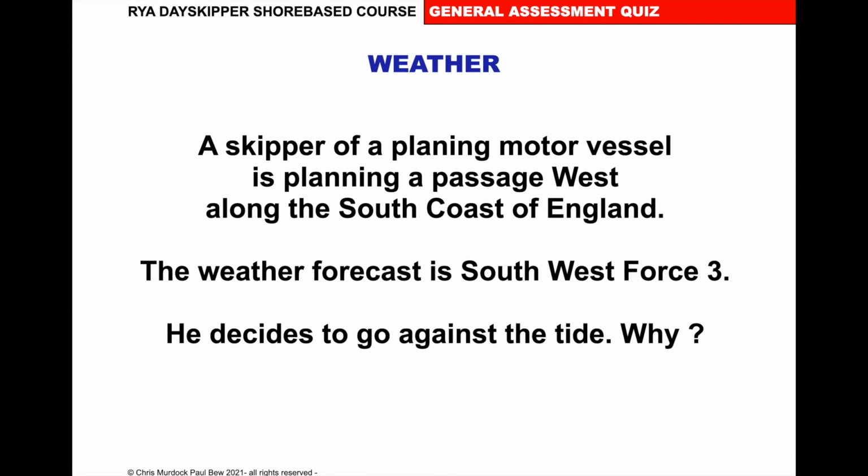A skipper of a planing motor vessel is planning a passage west along the south coast of England. The weather forecast is southwest force 3. He decides to go against the tide. Why? And the clue is he's a planing motor vessel, so it's a fast motor vessel. Why do you think? The clue's in the tide. Let's have a look.